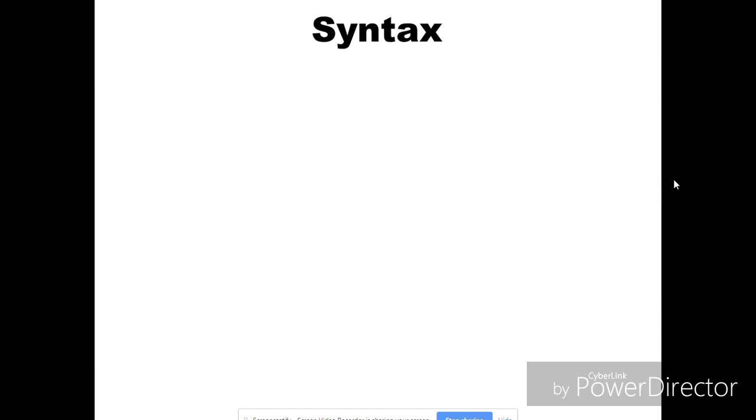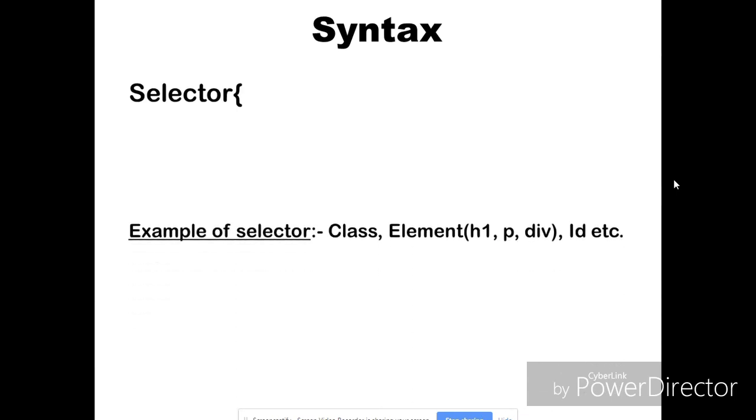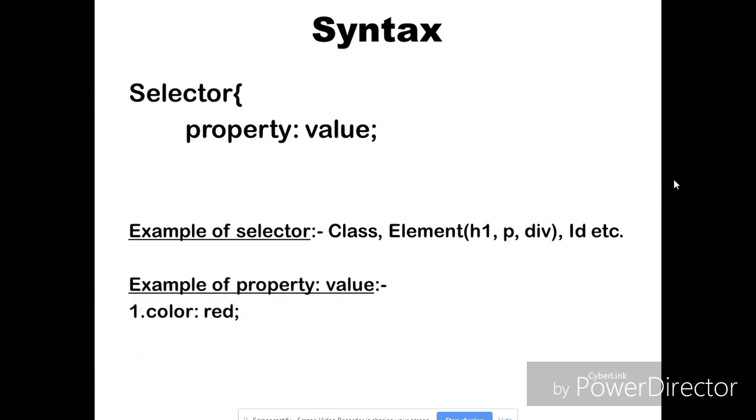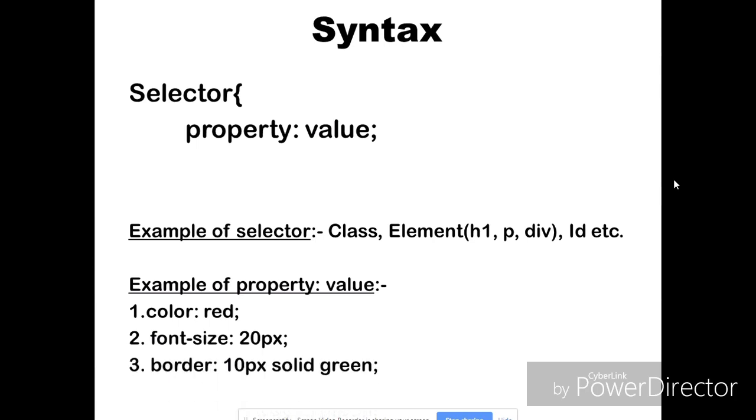If we talk about the syntax of a selector, first of all we write the selector name. That can be a class, an element like an h1 tag, p tag, div tag, and an id too. After this we declare the properties, like color, and the value of that property can be red, blue, black, and other properties like font size and border and so on. After this we close the curly bracket. So this is a simple syntax to write selectors.